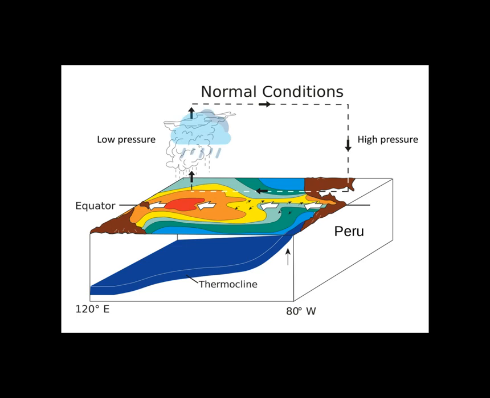There is a low pressure over the western Pacific, leading to rising moist air and a significant amount of precipitation in the region. In the eastern Pacific, near South America, there is a high pressure, leading to drier conditions.